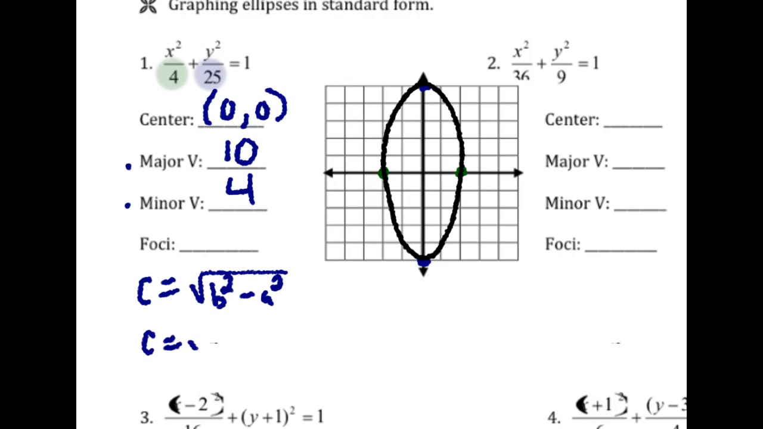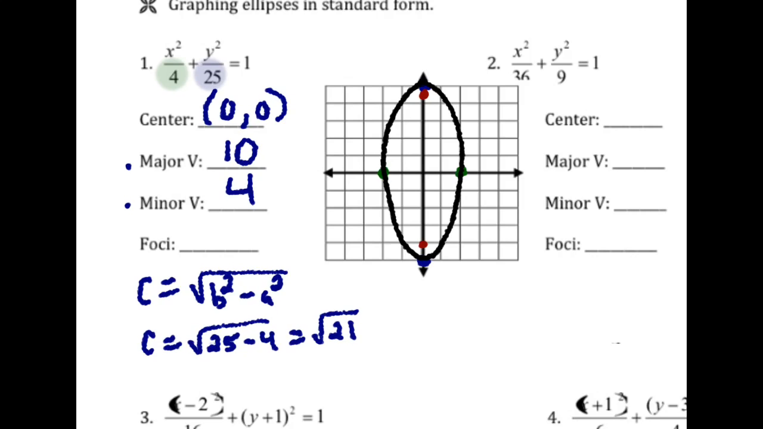So c is the square root of 25 minus 4. So c ends up being the square root of 21. Okay. Now, for purposes of graphing those points for the foci, what I would probably do is just estimate the square root of 21, which is going to be between 4 and 5. So from the center of the ellipse, we'd be going up a little bit more than 4. Right about there would work, I think. And then same thing down on the bottom side. Like we said before, the foci are always going to lie on the major axis.